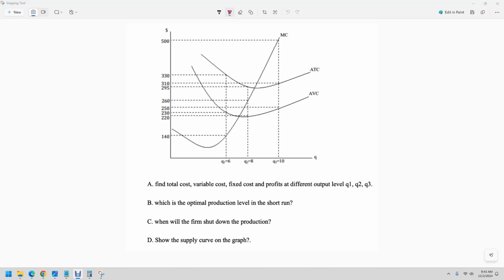In this video, we're going to think about perfect competition. We've got this firm graph. Sometimes the graphs can be a little bit, there's a lot of lines here. So my suggestion would be to color them.